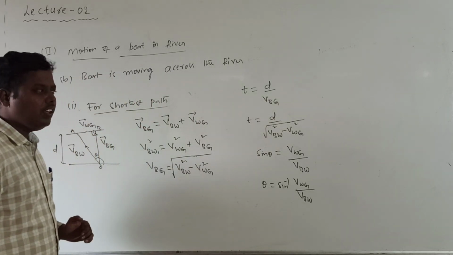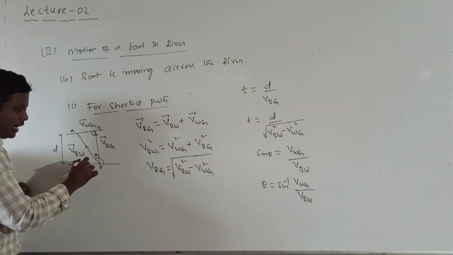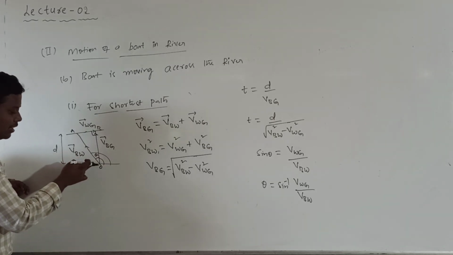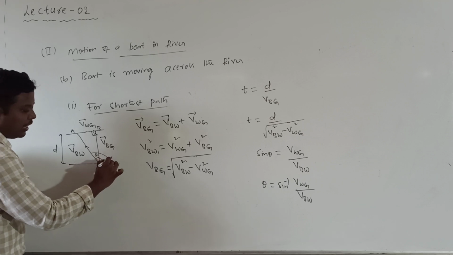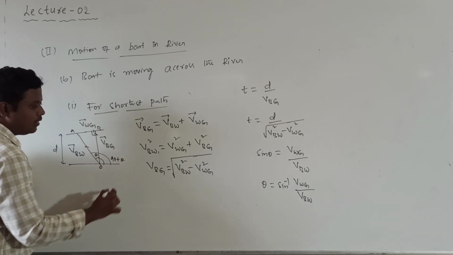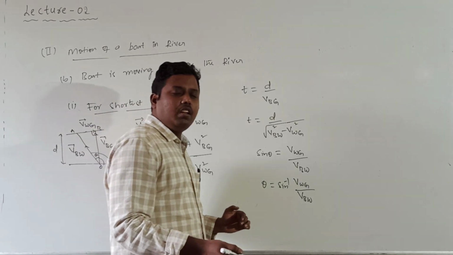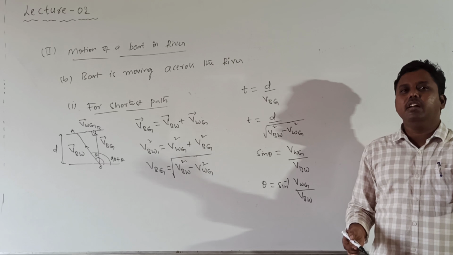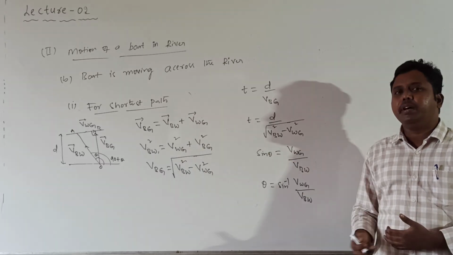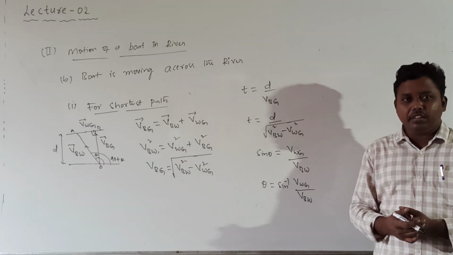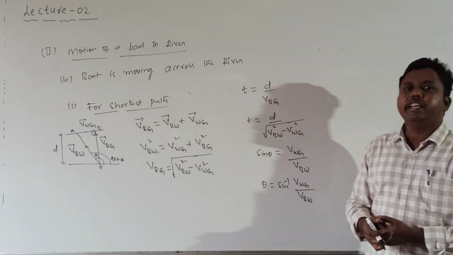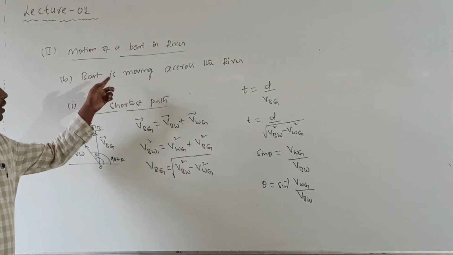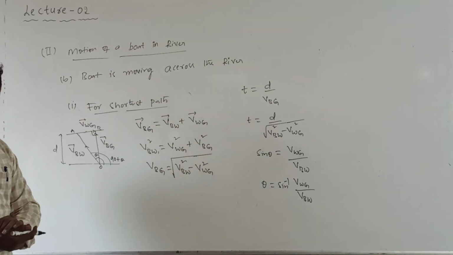Clear now? When I calculate theta, what is the angle made by the direction of the boat with the river flow? That value will become 90 plus theta. Sometimes they used to ask this also: what is the angle made by the direction of boat moving with the river flow? That angle is given by 90 plus theta. So this is the first case, related with the motion of the boat across the river. Boat is crossing across the river.